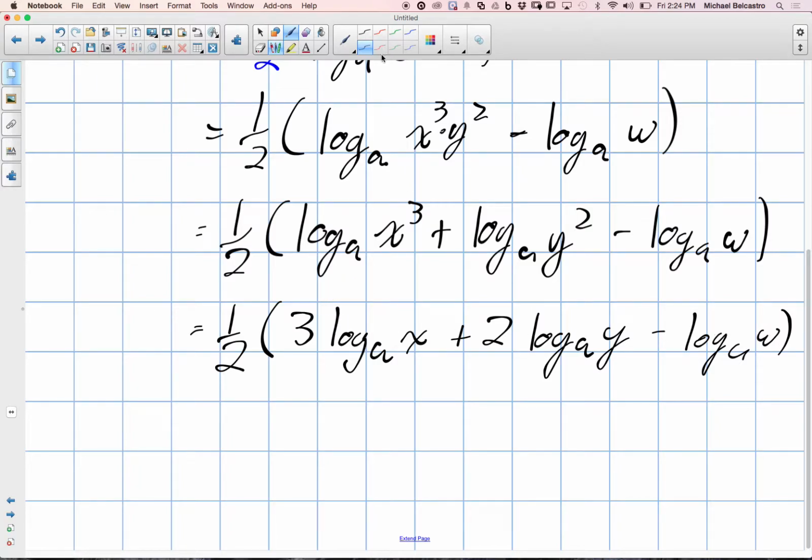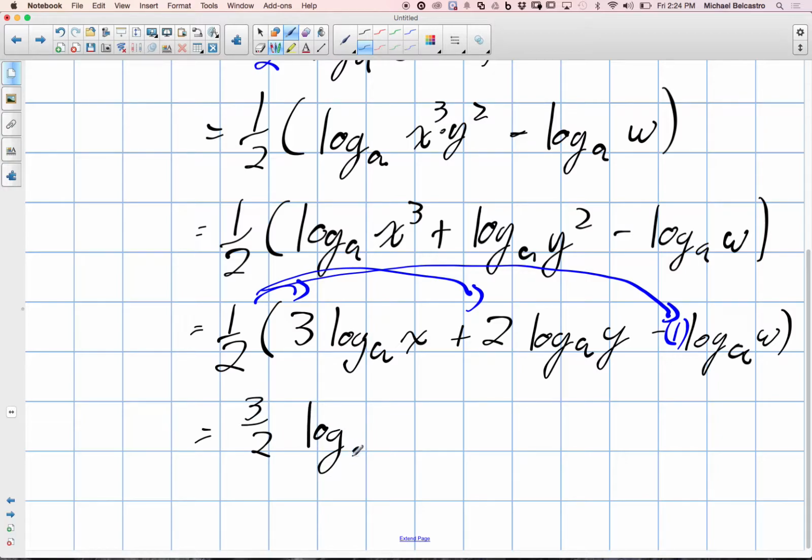And the last thing I want to do, and technically this is written in that form, we can expand it a little if they would like us to. We can distribute our 1/2 to the coefficients in front of each of these. In front of this log base a w is technically a value of 1, so we're multiplying by the coefficient 1 there. So when we bring in that half, we're left with 3 over 2 log base a x plus 1, or we don't have to write the 1 in, we can just write log base a y, subtract 1/2 log base a w.